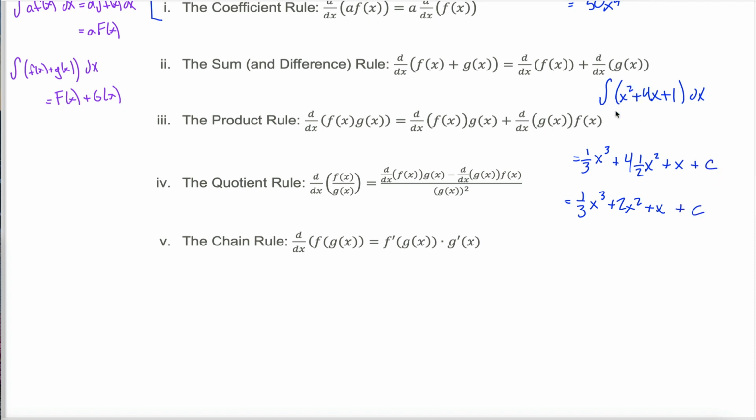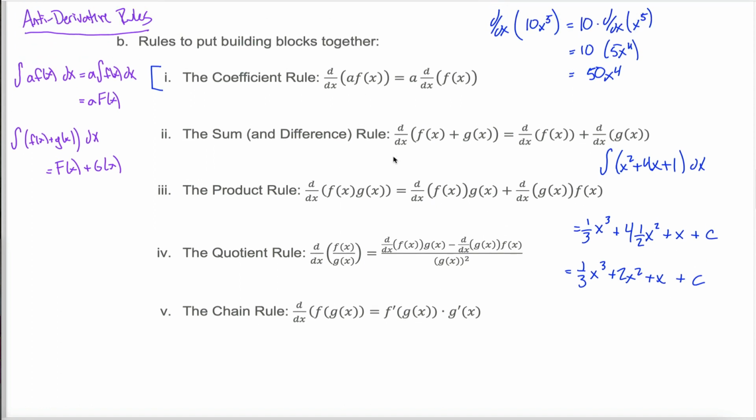If you're really nitpicky, you should be like, wait a minute, shouldn't this be 1/3 x cubed plus c plus 4 times 1/2 x squared plus c plus x plus c? Shouldn't there be 3 different c's? And yeah, there should. Because what I'm doing here is I'm taking the antiderivative of f of x and getting capital F of x, which itself has a plus c in there, and the antiderivative of g of x to get capital G of x, which also has a plus c in there. But good news, I don't have to write all those plus c's because the sum of all those arbitrary constants is itself just a constant. So I can just write plus c once at the end and be good with things.